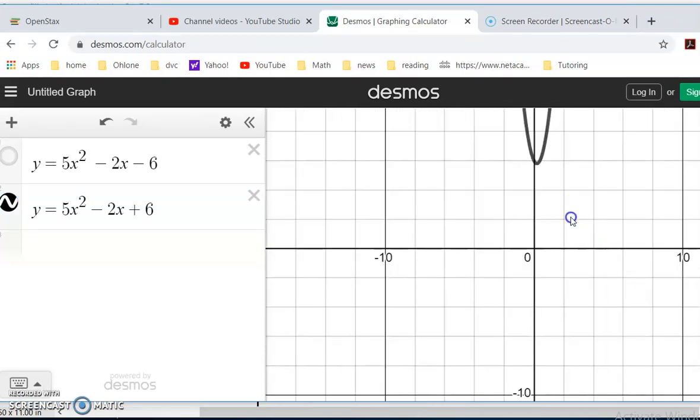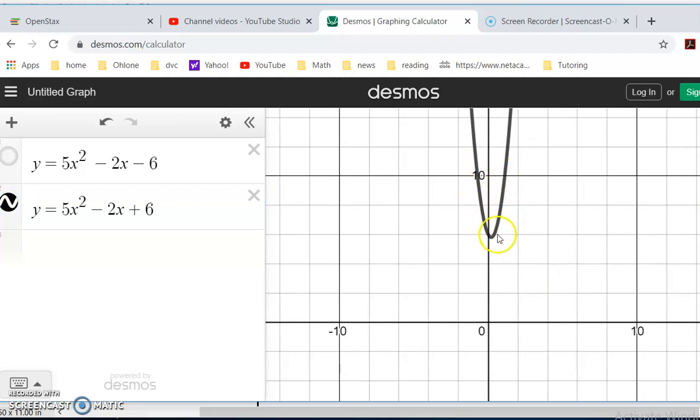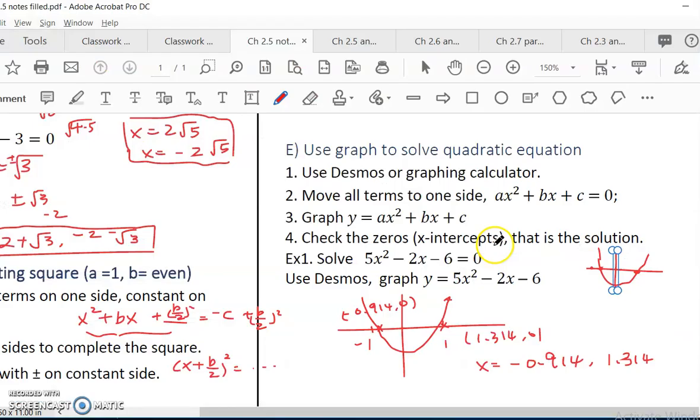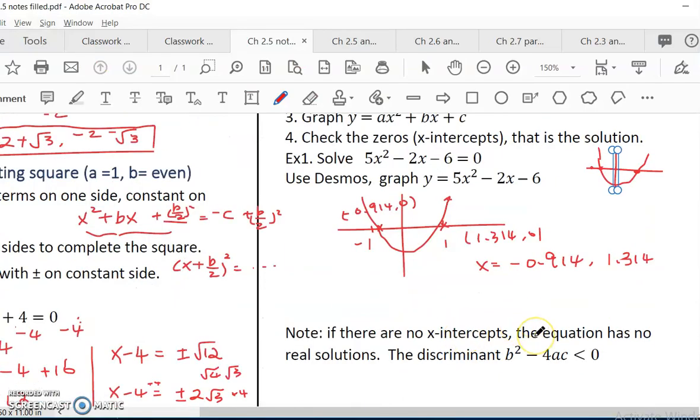Let's zoom out. Oh, it is up here. It's not touching the x-axis. That means it's not that it has no solution, it has no real solution. If you solve this by hand, you would see that it has a solution that involves i. i is not a real number, so that's why it doesn't touch it. So it has no real solution. So I can get something over here and say, maybe I'll just say example 2, solve.